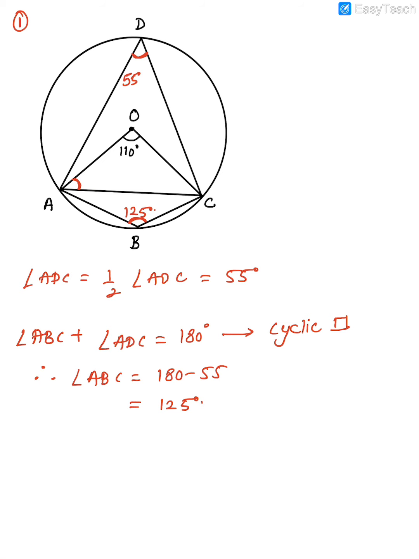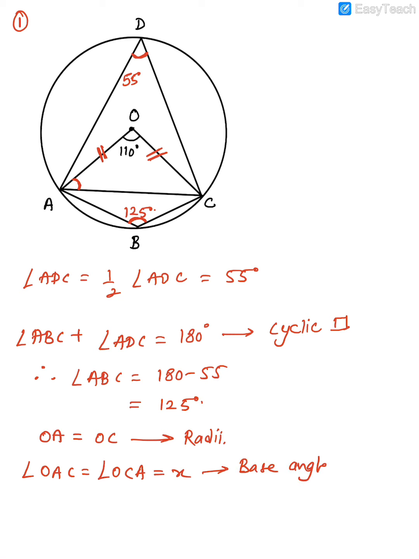Now you have to find angle OAC. Now how to write the statements for this? First we will write OA is equal to OC. What would be the reason? Radii of a circle are equal. Remember, if the radii of a circle are equal, then what can you say? Angle OAC is equal to angle OCA is equal to X. Reason? Base angles of an isosceles triangle.